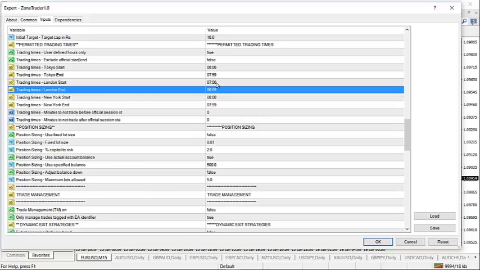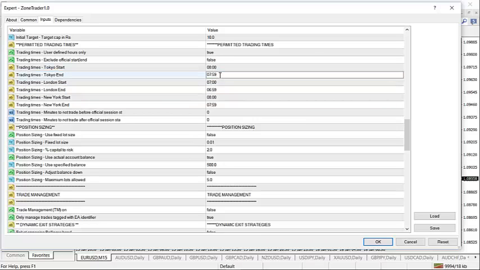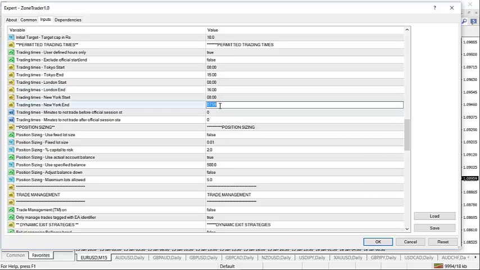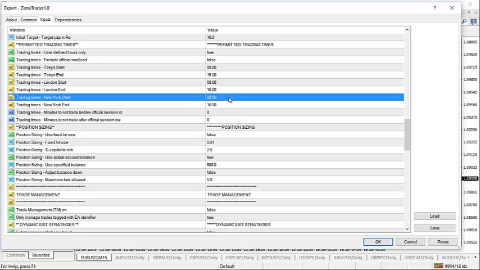What you might want to do though is say, I want to trade Tokyo session from 8 o'clock in the morning to 3 o'clock in the afternoon, and this is in local Asian time. I want to do the London session from 8 o'clock in the morning to, let's say, 4 o'clock in the afternoon, and I want to do the New York session from 8 o'clock in the morning to 4 o'clock in the afternoon. By setting those times, that limits when the expert advisor is allowed to place trades.